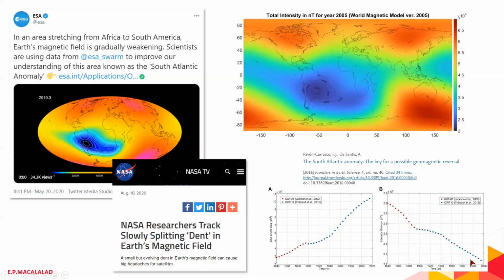And why is this important? Because as mentioned, the magnetic field is a protection from solar wind. And this part of the Earth is actually the one closest to the Van Allen belts. So in terms of satellite operations, this is one of the more dangerous places for satellites to operate because of the risk of being exposed to radiation coming from the plasmasphere and Van Allen radiation belts.